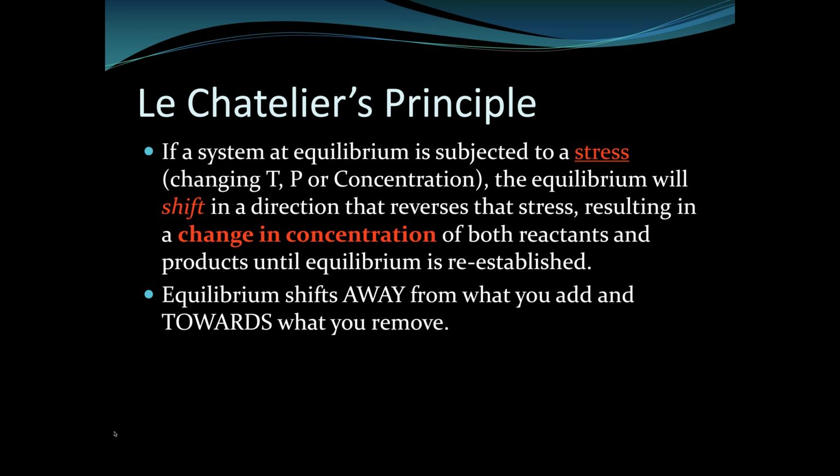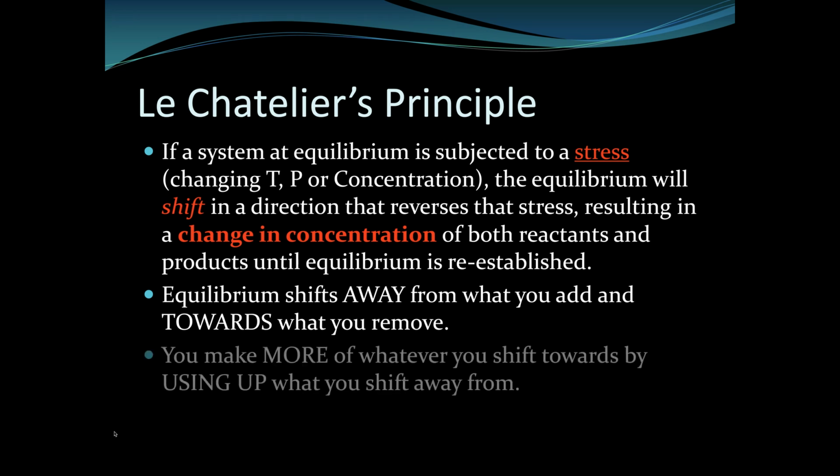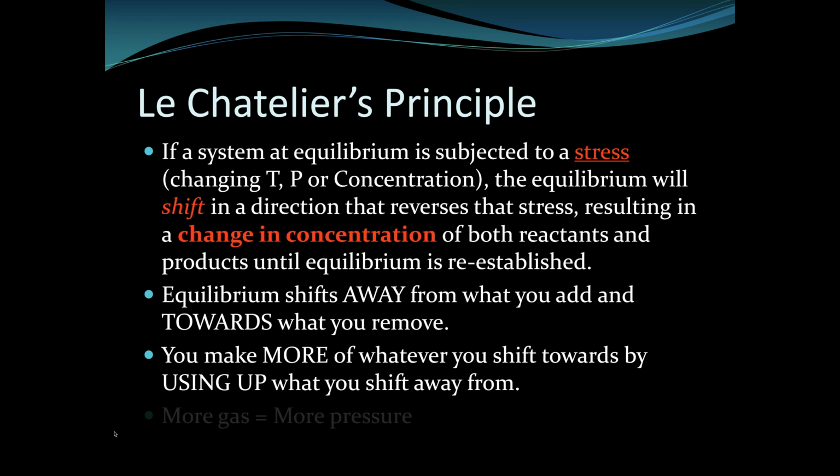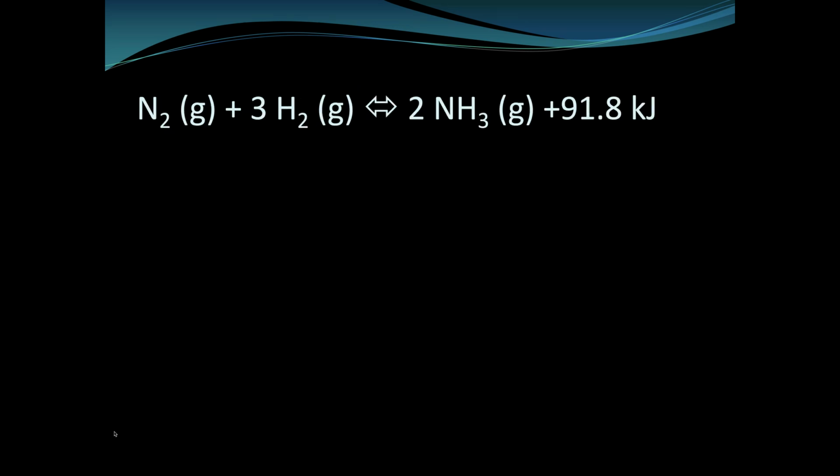Equilibrium will shift away from whatever you add to use it up, and towards what you remove to make more of it. Again, reversing what you did. You'll make more of whatever you shift towards by using up what you shift away from. So let's look at some actual examples of this. Oh, and by the way, if there's more moles of gas, that means more pressure is being exerted. 2 moles of gas in the same amount of space is going to exert twice as much pressure as 1 mole of gas.